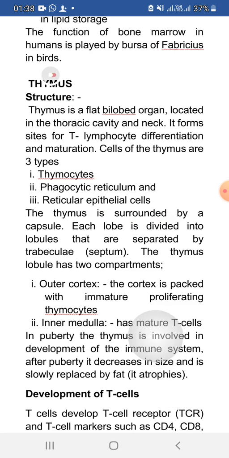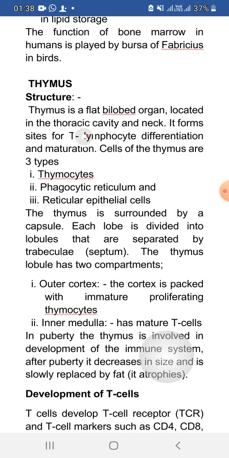Then let's look at the thymus. The thymus is a flat bilobed structure. It has two lobes. It is located in the thoracic cavity. We'll see a diagram which shows you the location of these lymphoid organs, so it will help you in learning where they are located.